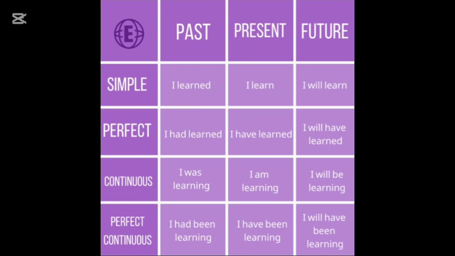Future continuous: I will be learning. Past perfect continuous: I had been learning. Present perfect continuous: I have been learning. Future perfect continuous: I will have been learning. I hope these are clear to you all.